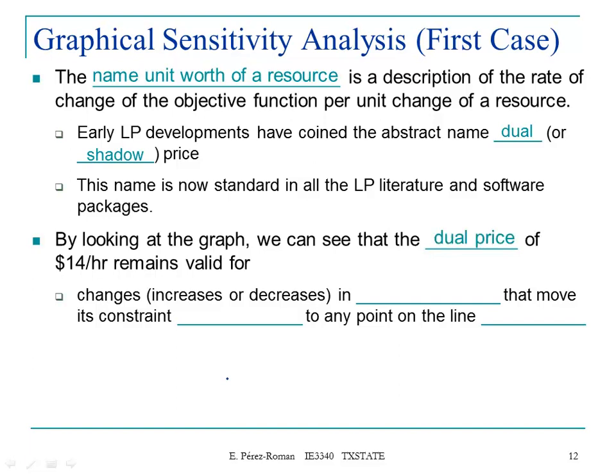By looking at the graph, we can see that the dual price of 14 dollars per hour remains valid for changes, increases or decreases, in machine 1 capacity that move its constraint parallel to itself to any point in the line segment B and F. So I'll give you a chance to write that down, and we're going to see how that is applied to the graph.